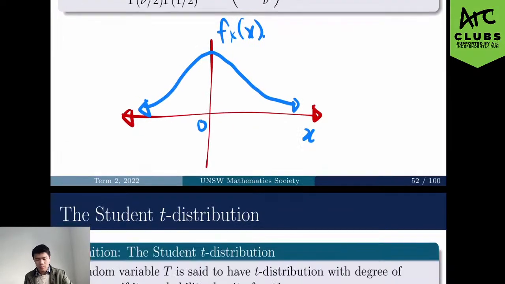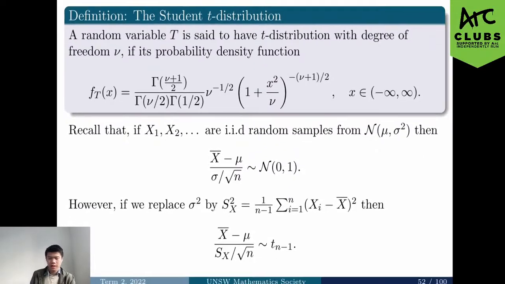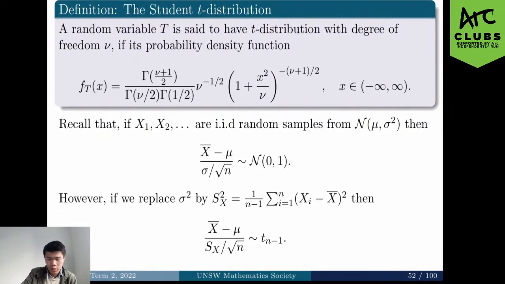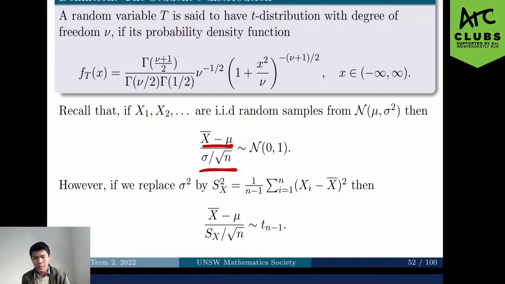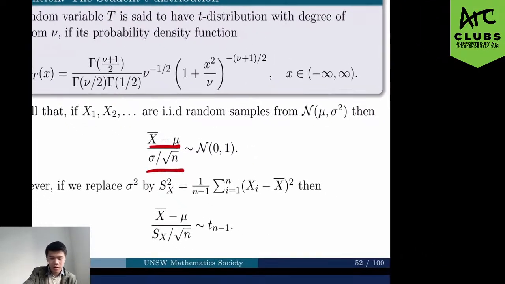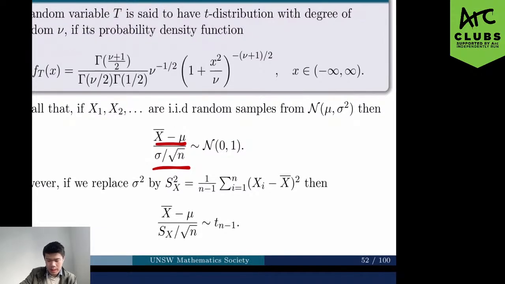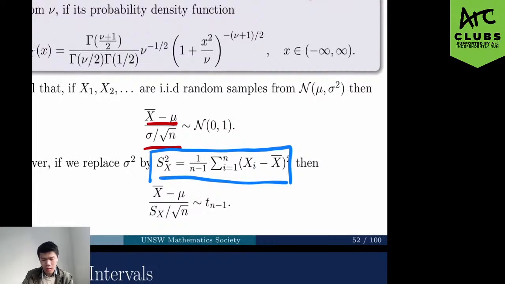Why do we care about it? Because you know how before we were saying that the sample mean minus mu divided by sigma on root n follows an N(0,1) distribution? Well, we don't always know sigma, right? Sometimes we have to estimate it. So an estimator you would have seen before is the sample standard deviation. So the sample standard deviation is equal to the sum of the squared deviances divided by n minus 1.